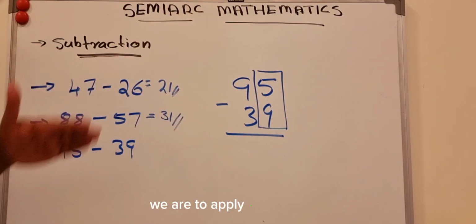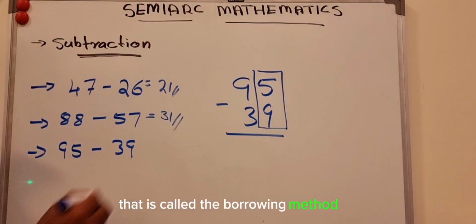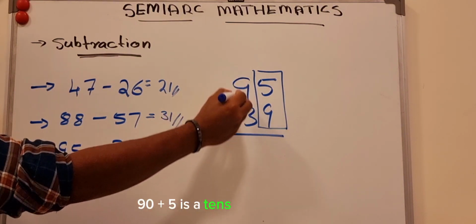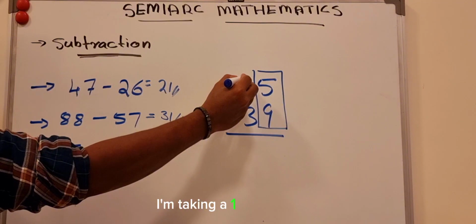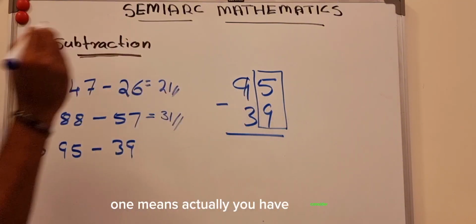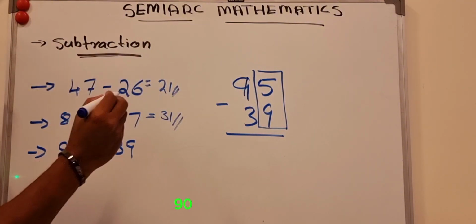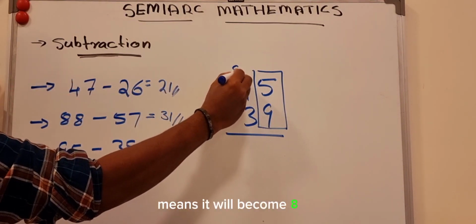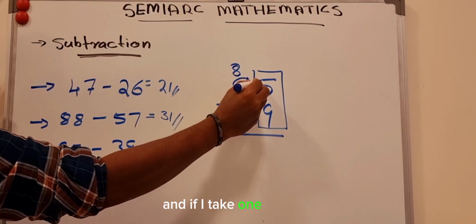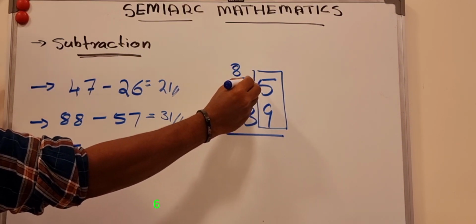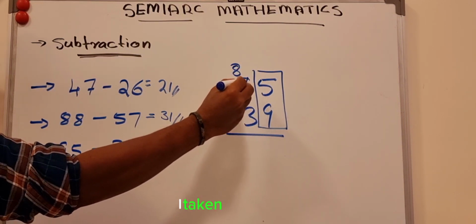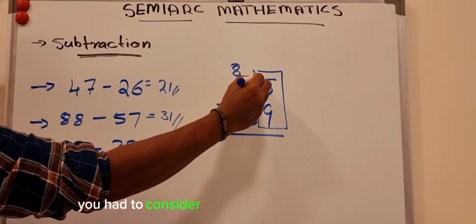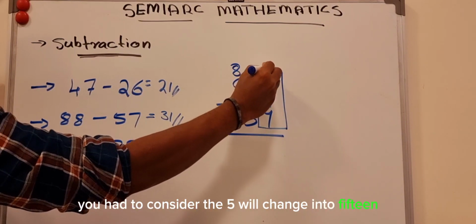So we have to apply a method called the borrowing method. 95 means 90 plus 5. This is a tens place number. I'm taking a 1 from here. 1 here actually means 10. 90 minus 10 means 80, so the 9 becomes 8. And the 1 I take is not 1 plus 5, 6. You have to consider the 10 I have taken. So 10 plus 5 is 15. The 5 changes into 15.